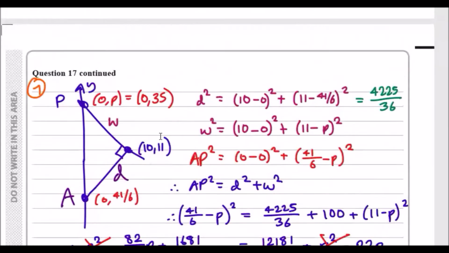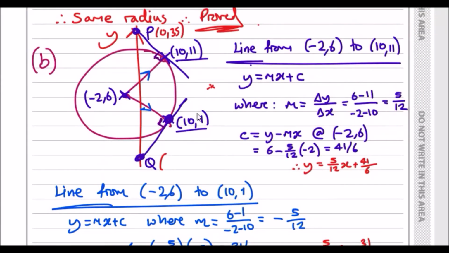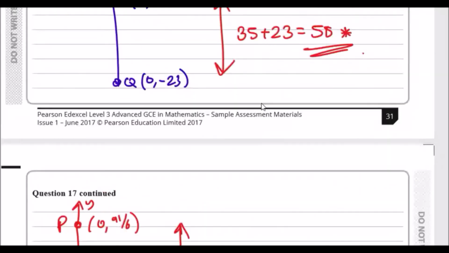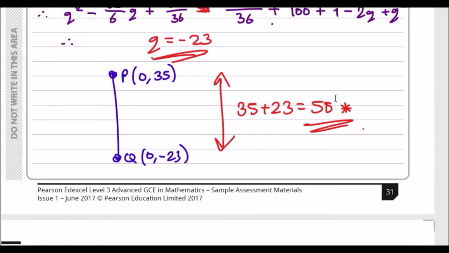And then you realize, okay, if this is 0, minus 23, and because this is a vertical line, remember the y-axis is a vertical line, you could just subtract the y coordinates. So 35 minus 23 will give us 58. Done. And that's it, guys. That's literally all I can say for this question.